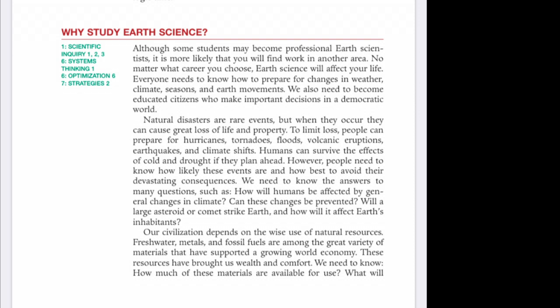We need to know the answers to many questions such as: how will humans be affected by general changes in climate? Can these changes be prevented? Will a large asteroid or comet strike Earth? And how will it affect Earth's inhabitants?